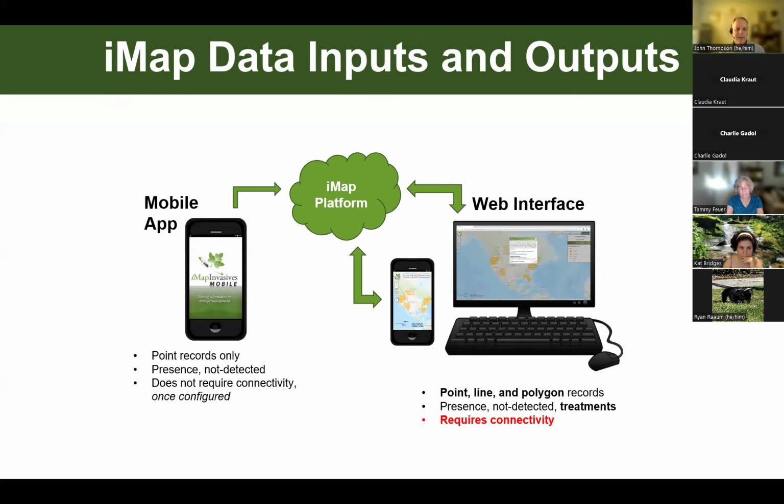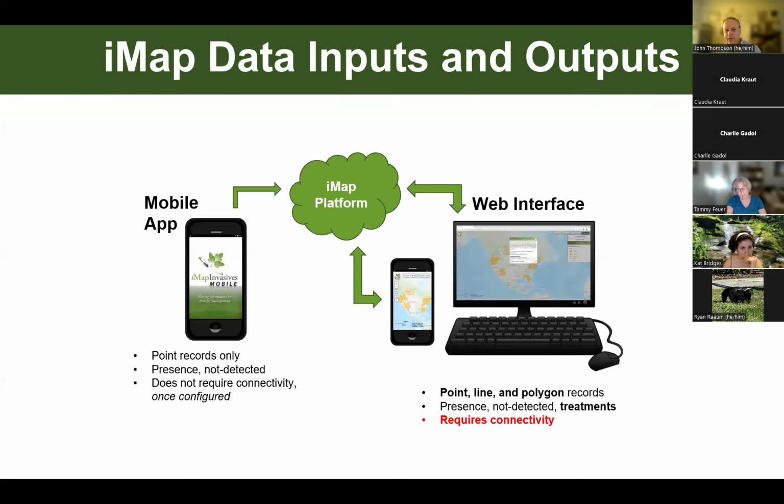So this slide shows the data inputs and outputs for IMAP Invasives. The IMAP Invasives account, the database itself, is in the cloud. And we collect a lot of our data from the app. In the mobile app, you could collect point records, presence, or not detected.